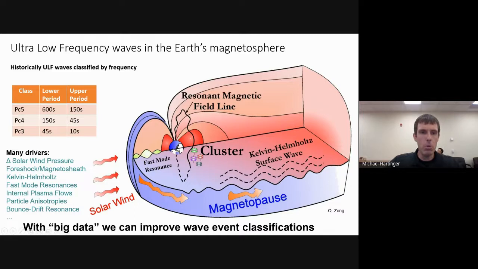But they can be driven by many different things: by the solar wind, by processes in the magnetotail, by wave particle interactions. Again, you have all these different drivers that can happen at the same time, and the challenge is to identify the superposition of all these things happening at once. So we hope that with sound and visual combined together, and also with big data, with lots of data collected from many different NASA, ESA, and NOAA satellites, we can improve wave event classifications.